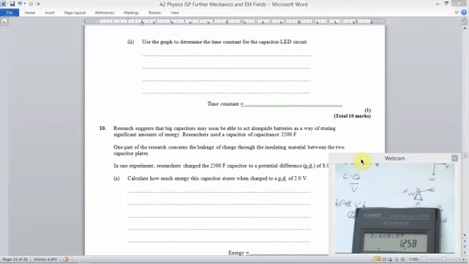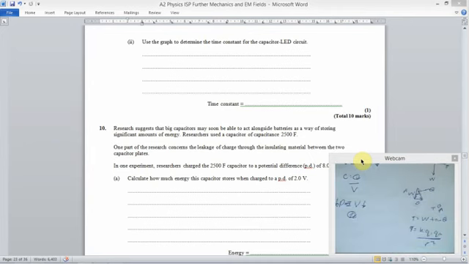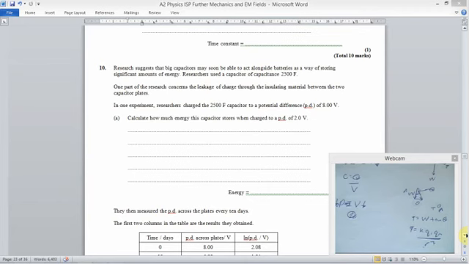It's a nice 10-mark question to get started there. Research suggests that big capacitors may soon be able to act alongside batteries as a way of storing significant amounts of energy. So they've used a capacitor of 2,500 farad. It's massive compared to what we're used to. We're used to microfarads, remember. Okay.